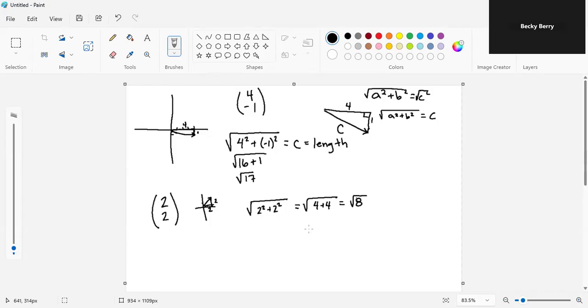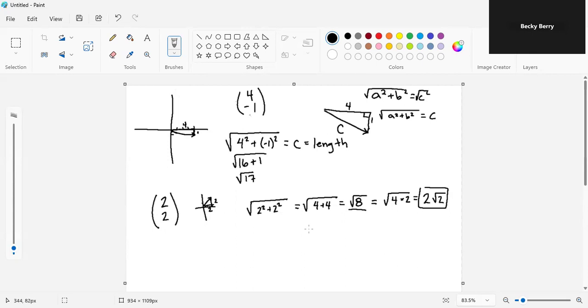And 8, if we want to reduce or make this square root more simplified, we can think about what is 8. It is 4 times 2. And we can take the square root of 4. I know that the square root of 4 is 2, so that can come out of the square root. And inside the square root, we are left with a 2. So the length of this vector is 2 square roots of 2, or you might have stopped at the square root of 8.